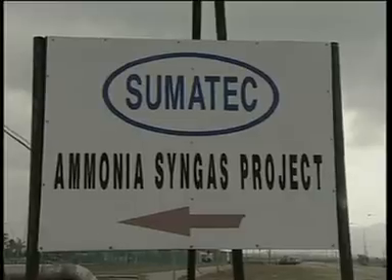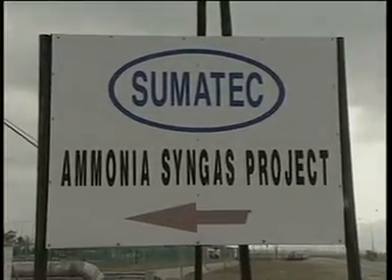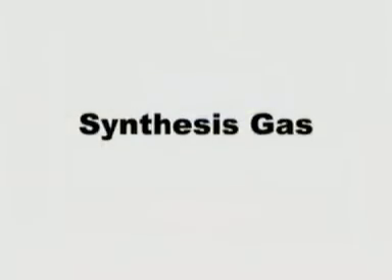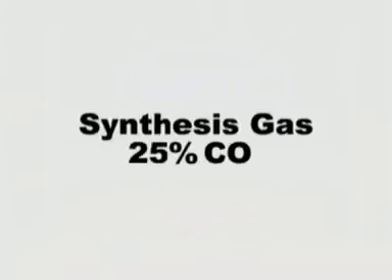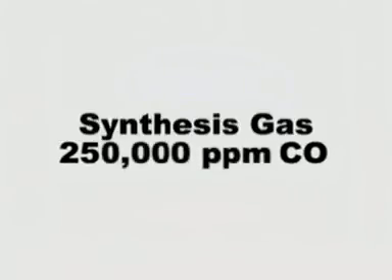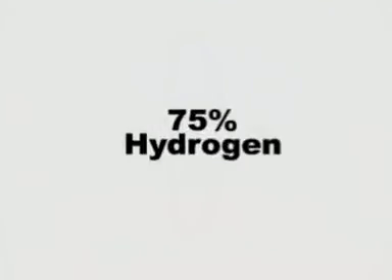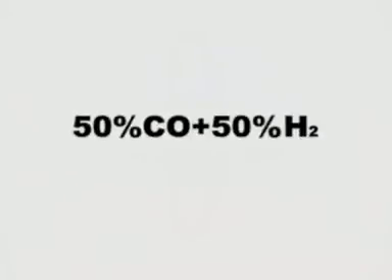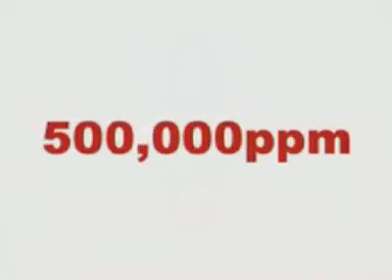To make butanol, we use the synthesis gas from Petronas ammonia. The synthesis gas, which contains 25% carbon monoxide, or the equivalent of 250,000 ppms, and 75% hydrogen, will be processed to remove some hydrogen to bring the carbon monoxide and the hydrogen to 50-50 proportions, thus increasing the concentration of carbon monoxide to 50% or 500,000 ppms in most areas inside the butanol unit.